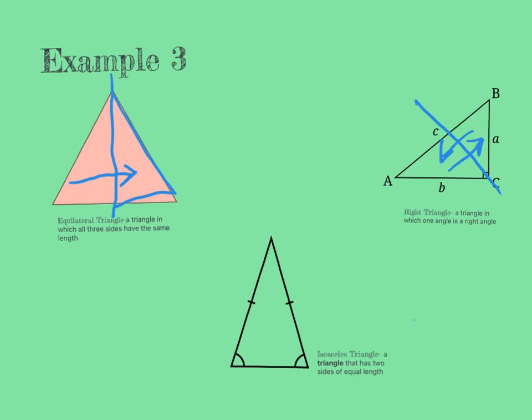And finally, down here we have the isosceles triangle, a triangle that has two sides of equal length, which are these sides. So for this triangle, you would draw the line of symmetry right down the middle again. And when you fold it, they would both line up with each other.